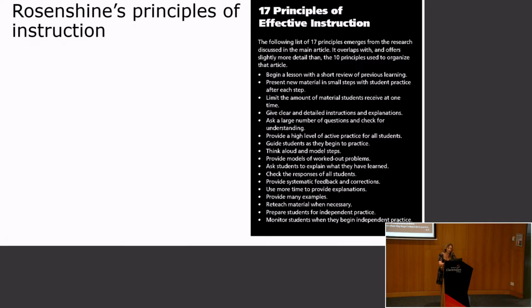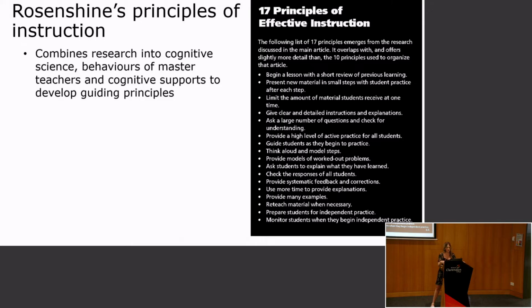So a lot of what's found in process product research can be summarised really nicely by Rosenshine. What Barak Rosenshine's done is he's actually triangulated research from 3 different areas. He looked into cognitive science and cognitive supports, which is essentially scaffolding at a very, very basic level. He combined all of that research and pretty much just put it into 17 dot points on how you can teach.